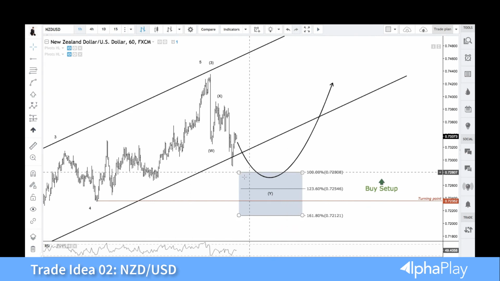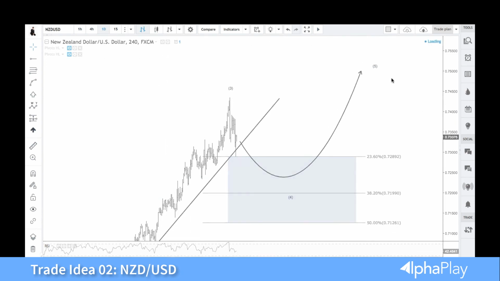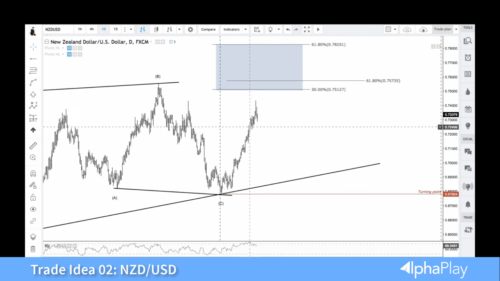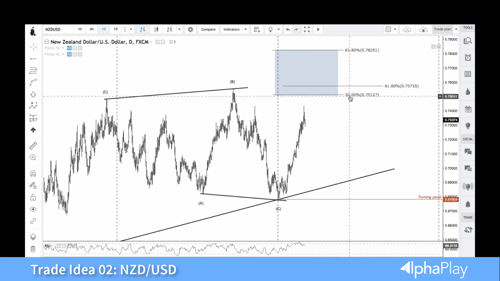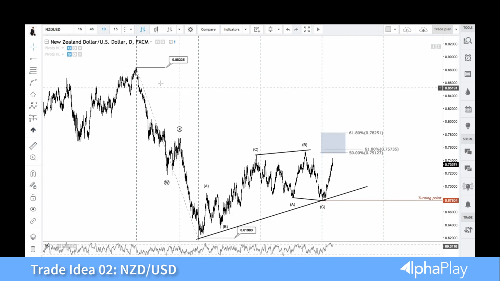Right, so if I'm taking a trade over here, my protective stops will be best placed below the 1.618 extension, which is 0.7212. Right, my targets will be based on the 4 hour and the daily perspective. I will be targeting my first take profit at the 50% retracement of my previous down impulse move. That will be at 0.7512, and my second target will be at 0.7825.